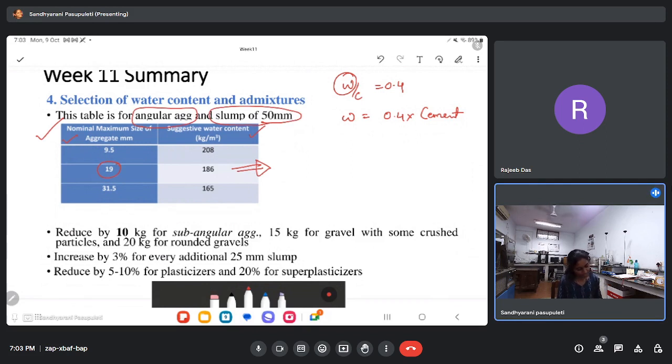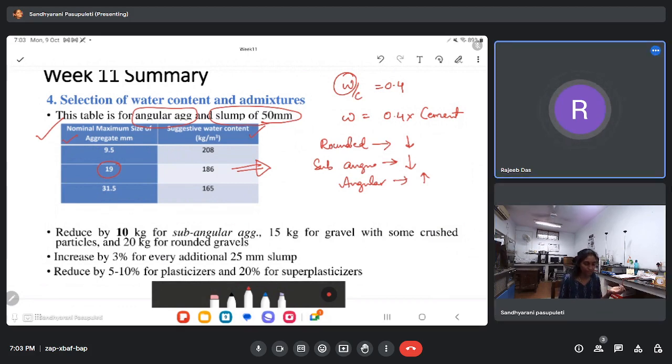That means, we know we have different types of aggregates. One is rounded aggregates, and there are subangular aggregates, etc. So what is the difference? If the aggregates are rounded, we need less water content. If the aggregates are subangular, we need less water content. If the aggregates are angular, we need more water content. Because angular aggregates are very difficult to mix, they need more lubrication. So we need higher water content.